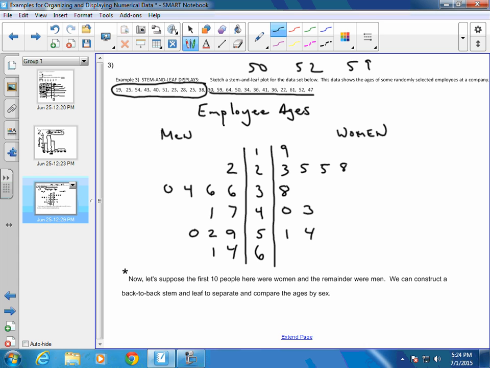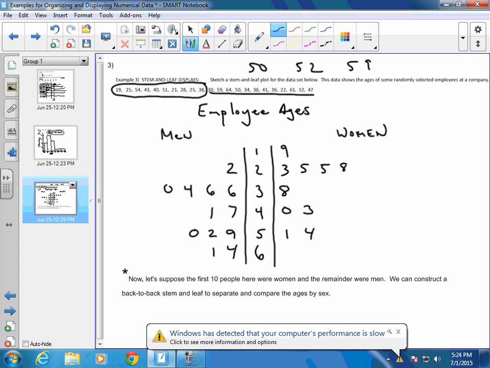So let's talk about stem and leaves versus histograms for a minute. The advantage of a stem and leaf is that you can actually know what the data values are. I can look at this and know that this woman was 38 years old, or that you have two men of 41 and 47. So the specific values are there.